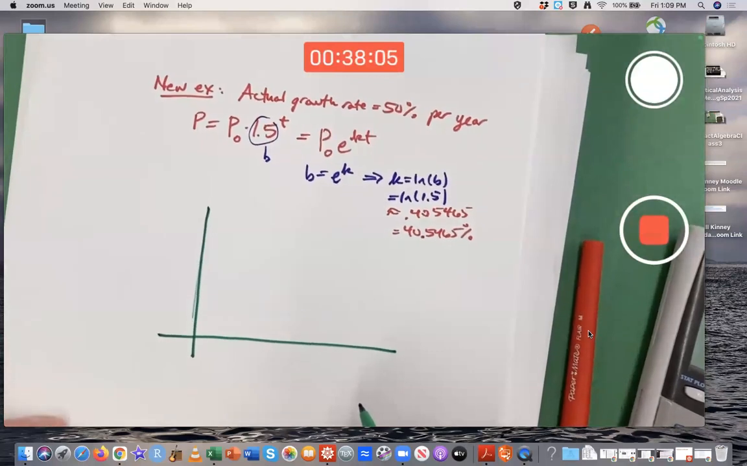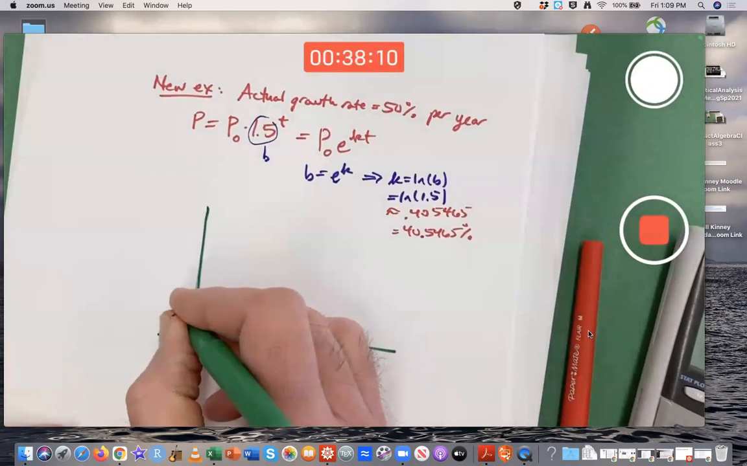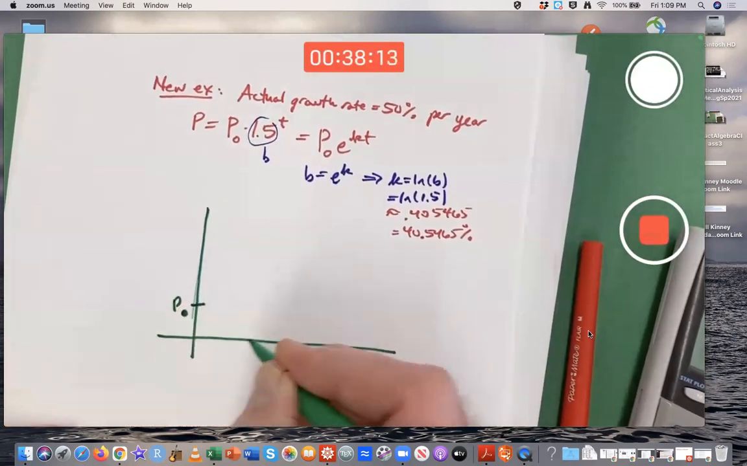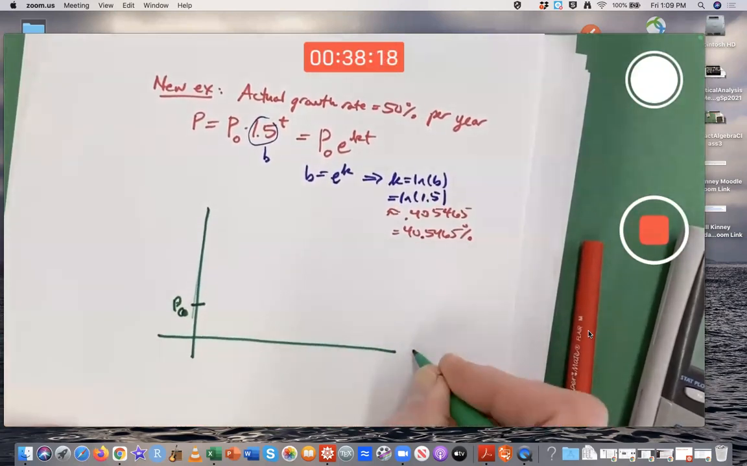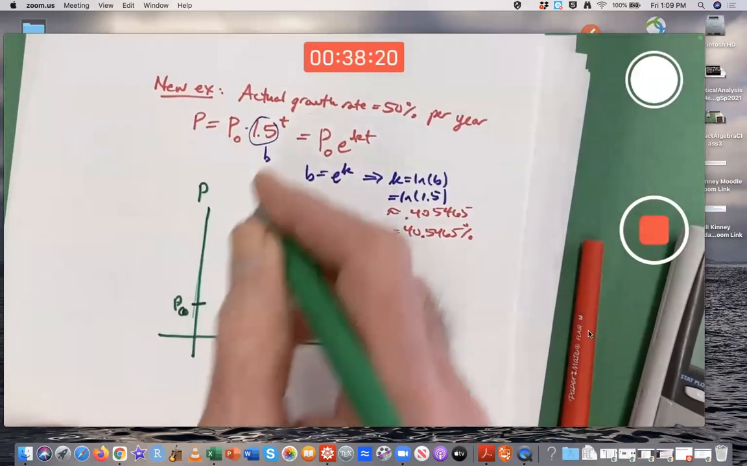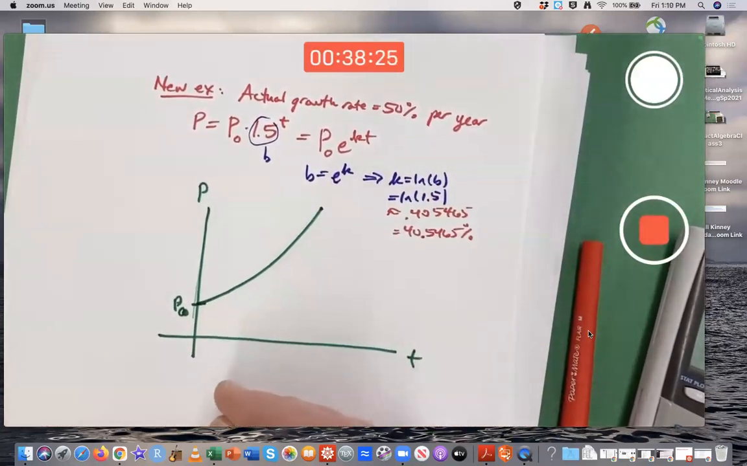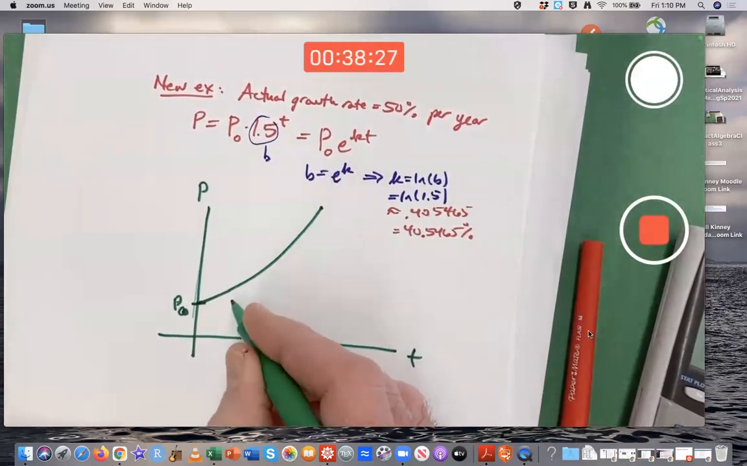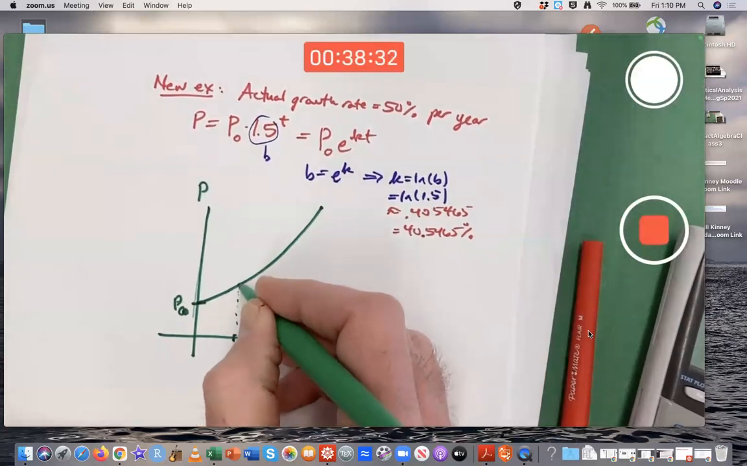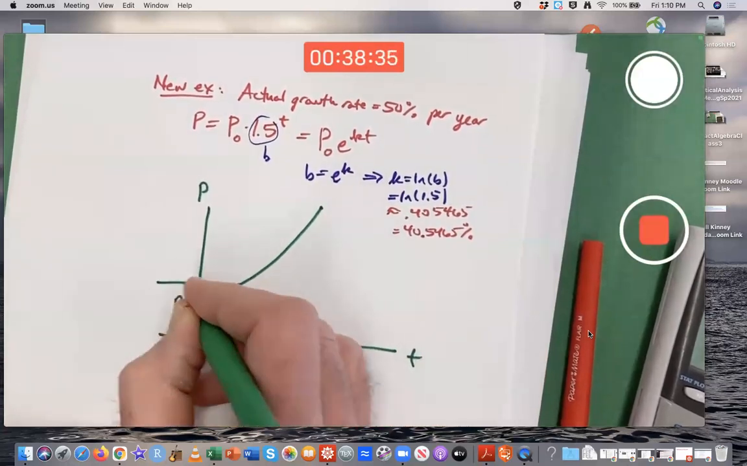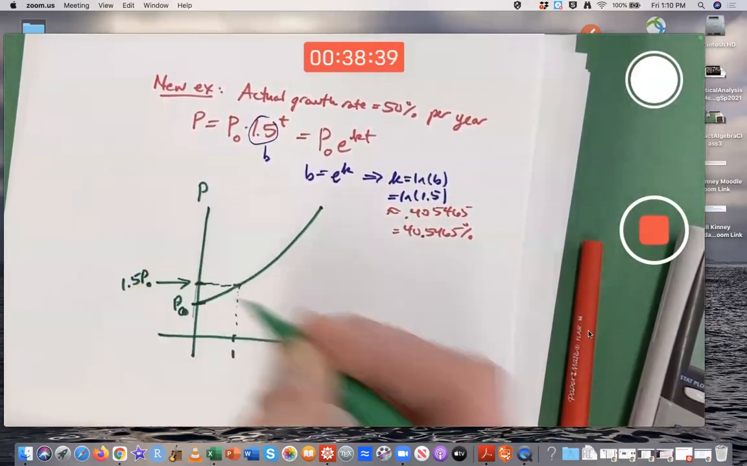If I graph this function as a function of time, P0 is the initial population at time 0. That's a P sub 0 there. This is exponential growth, and it's pretty fast exponential growth. After 1 unit of time, say right about here, the population is 50% higher than it was to start with. It's 1.5 times the initial population.